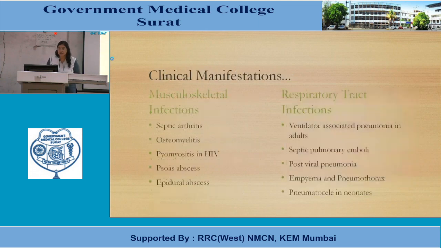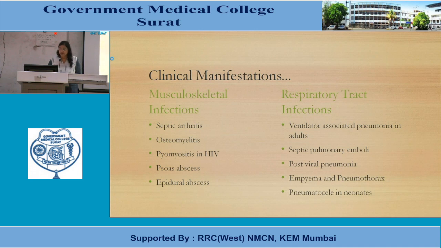Then musculoskeletal infections like septic arthritis of different joints, most commonly the knee joint, the hip joints and phalangeal joints. Then osteomyelitis of long bones like the femur, and then pyomyositis in HIV, the inflammation and infection of long muscles like the sartorius muscles, and psoas abscess. Then epidural abscess occurs. In respiratory tract infections, it is a common cause of ventilator-associated pneumonia in adults.